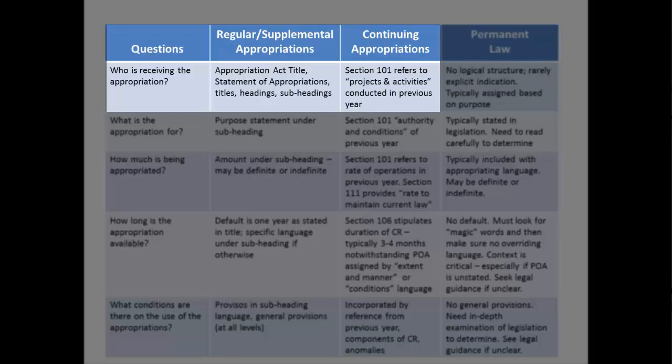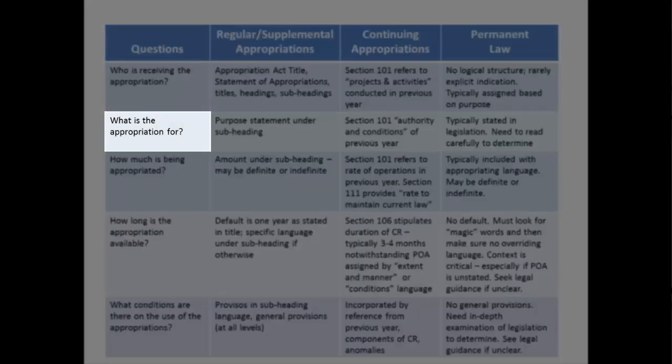With a CR, we do not have this information. Rather, we're given a roadmap to find it by referring to the previous year, which has all of the identifying information listed above. In permanent law, we don't have the logical structure of the Appropriation Act, so there's rarely any explicit indication who is receiving the appropriation. This is typically assigned by determining the purpose for which the funds are appropriated and assigning the funds to the organization performing that purpose. For example, funding to improve Medicare or Medicaid would go to a CMS account. Funding for the aging community would go to ACL, and so on.